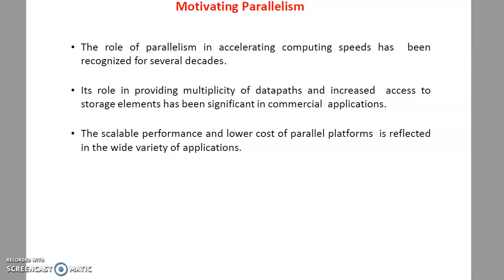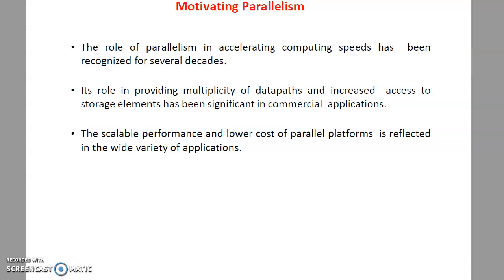The role of parallelism in accelerating computing speeds has been recognized for several decades. Its role in providing multiplicity of data paths and increased access to storage elements has been significant in commercial applications. So what happens is that when you use a parallel computing platform, the data paths are more as compared to a serial computer.